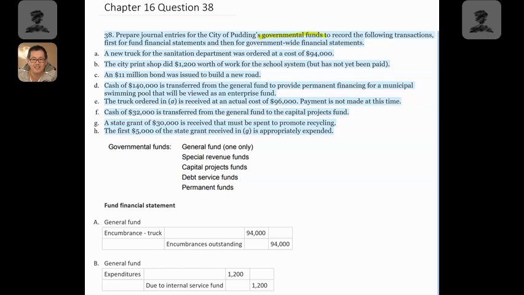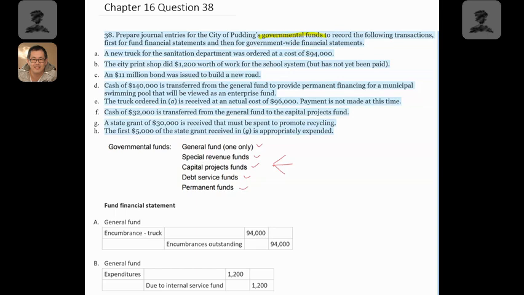More specifically, there are 5 governmental funds, including the general fund, special revenue funds, capital project funds, debt service funds, and permanent funds. So when we prepare journal entries, we need to specify which fund it belongs to.